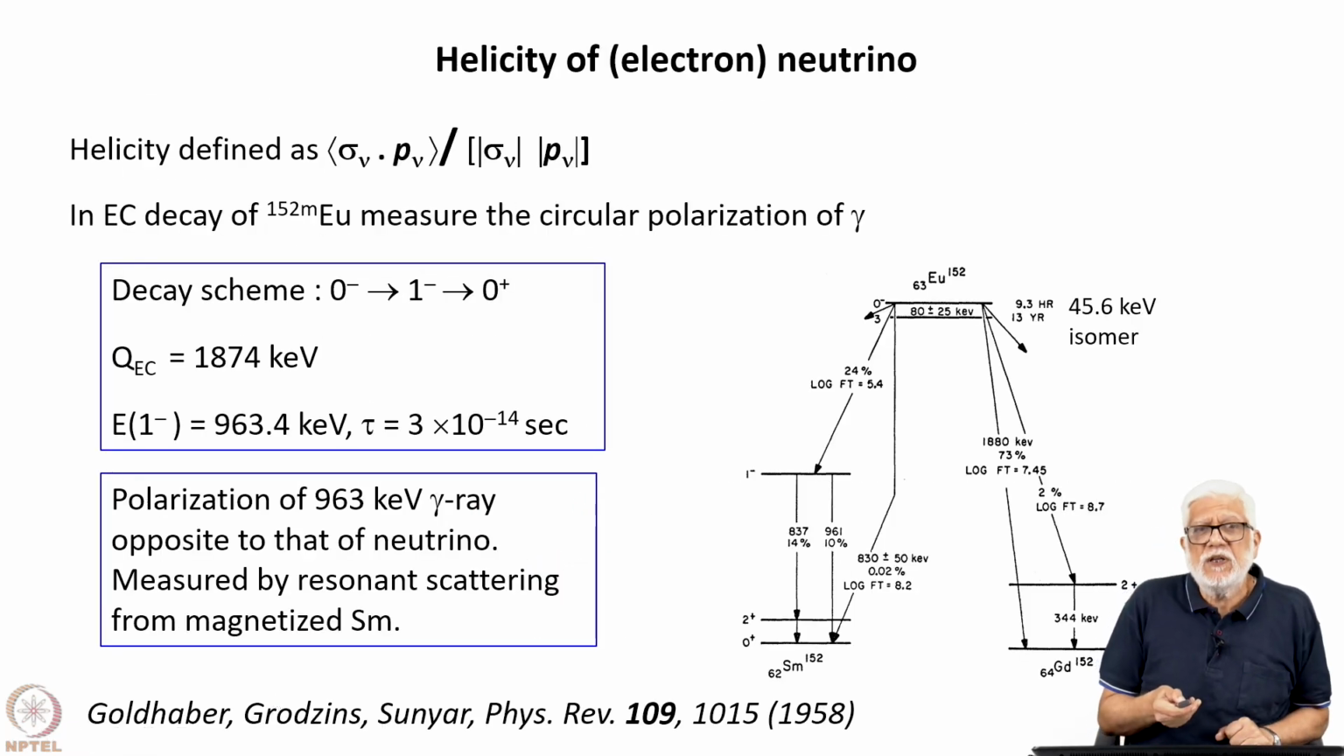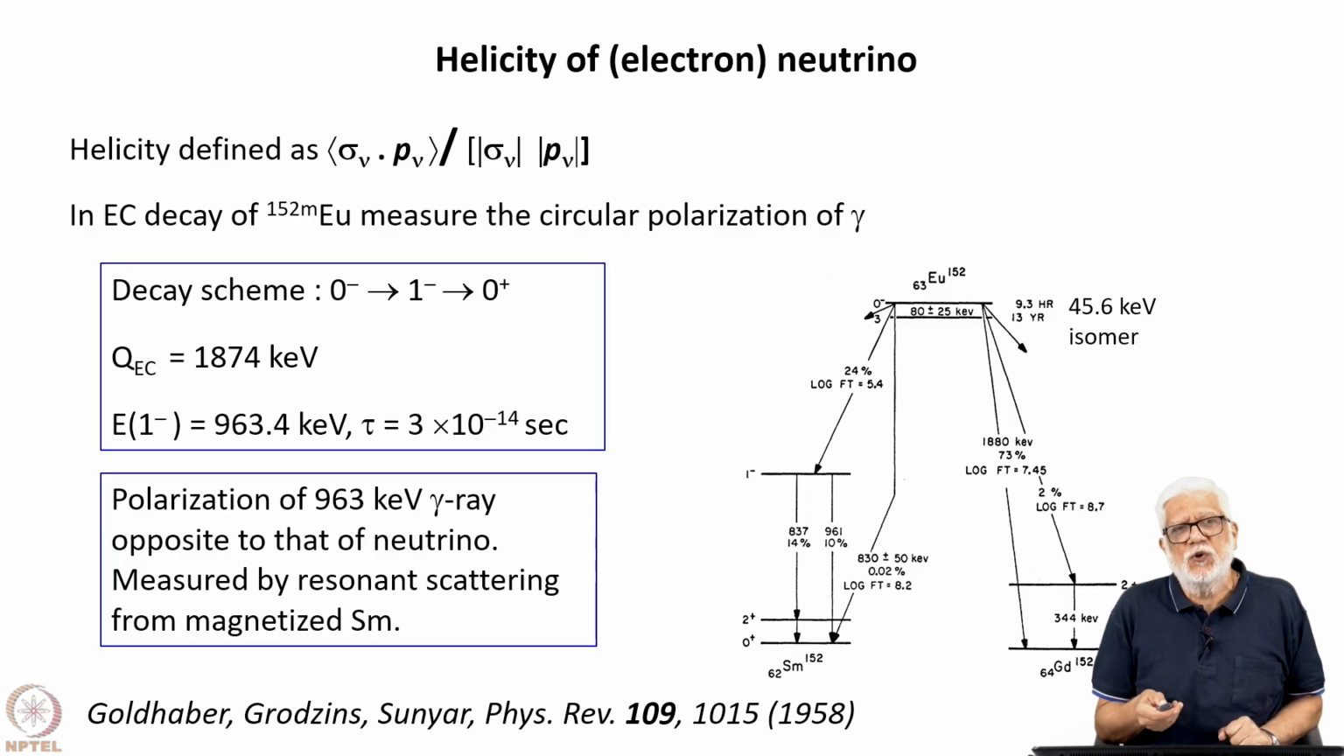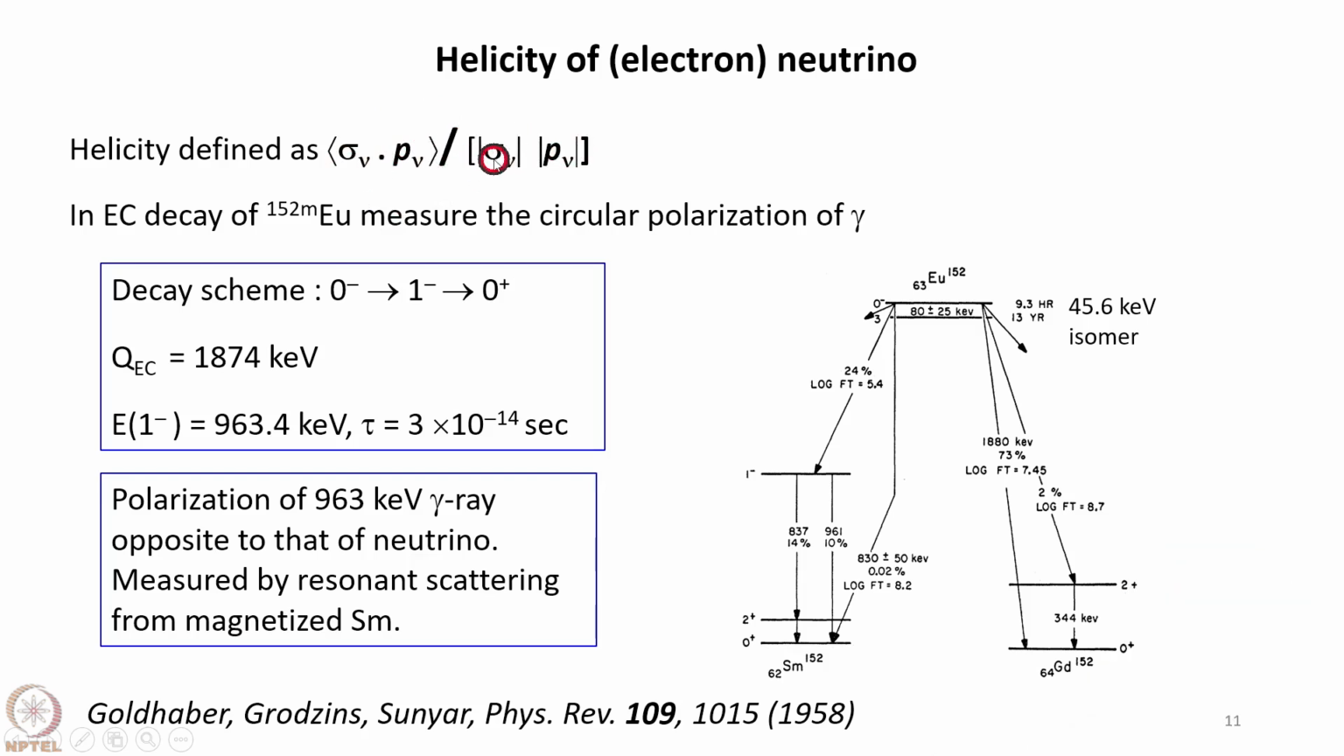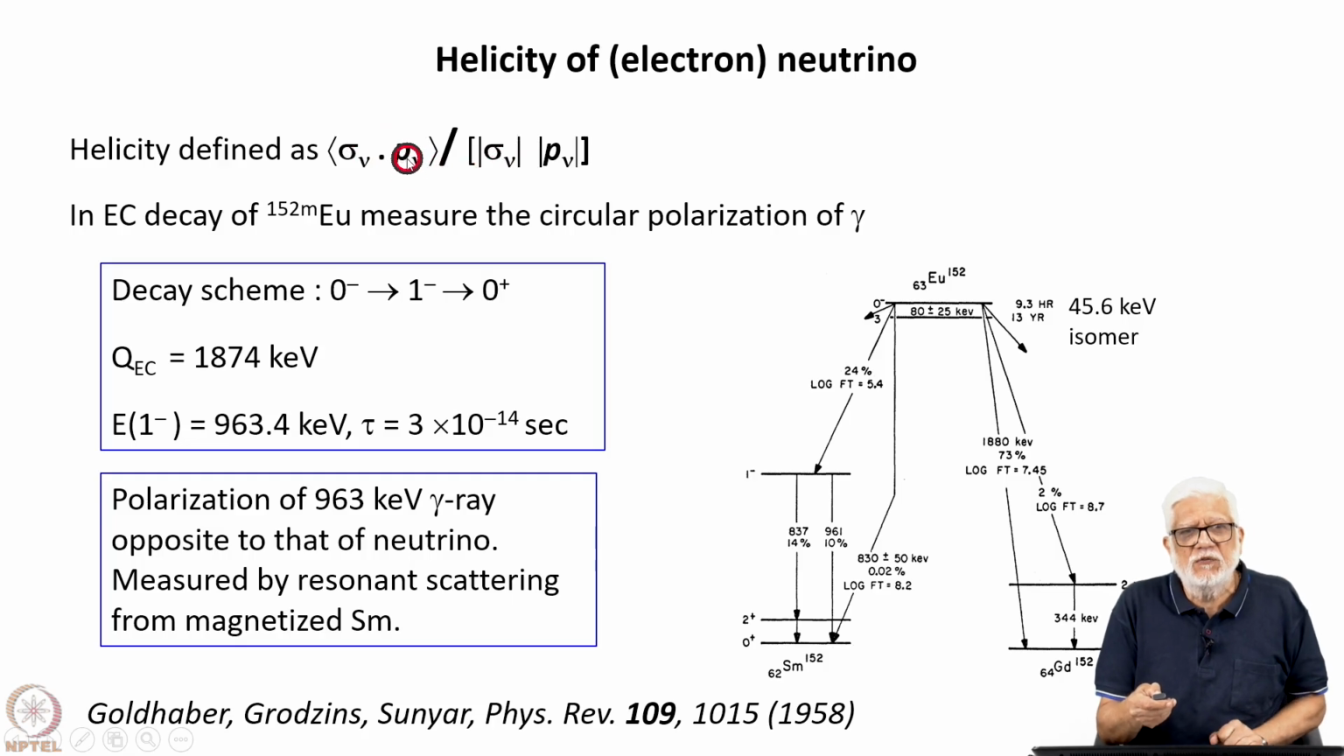Okay, so now we come to another kind of measurement, the helicity of the electron neutrino. Now the helicity is defined like this: σ_ν, the spin, dot product with the momentum. This is, as you can see, a pseudoscalar, and then divided by the expectation values of each of these operators. And if parity were conserved, this would be exactly 0, but as we know, parity is violated in weak interactions and indeed in beta decay. So this turns out to be a non-zero number.